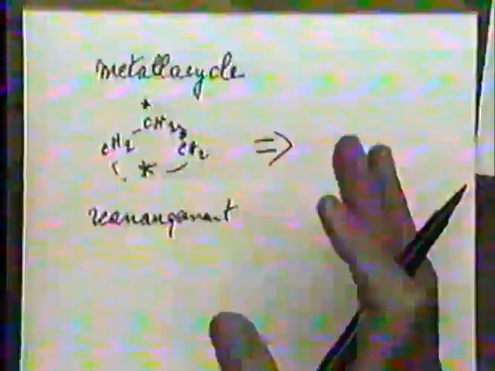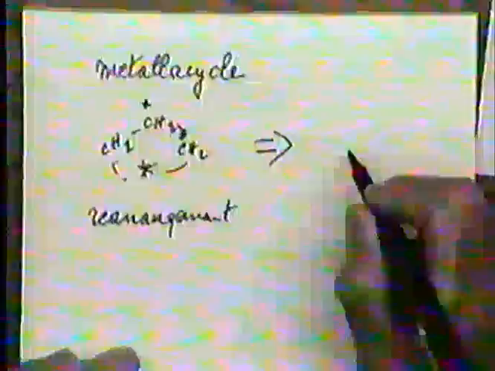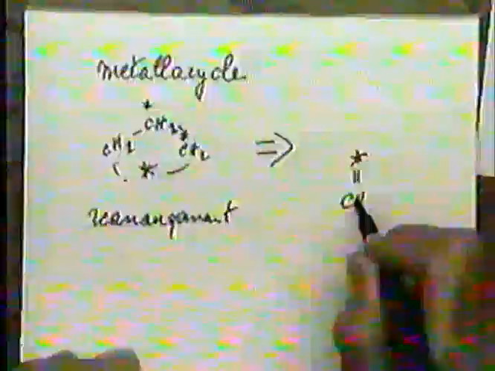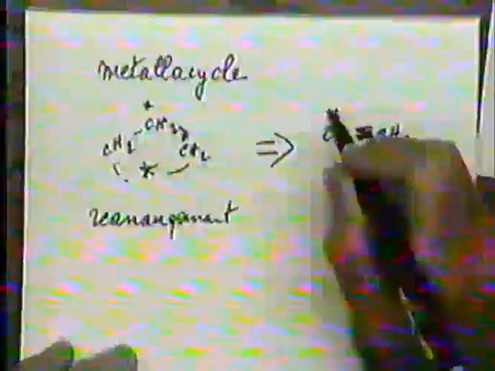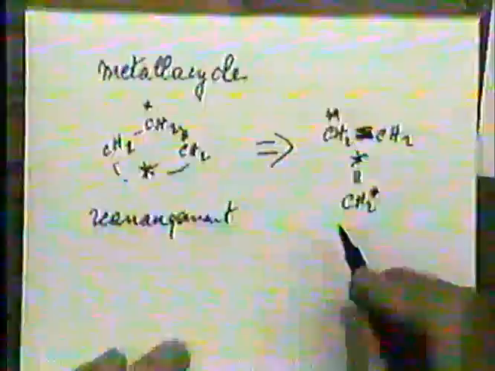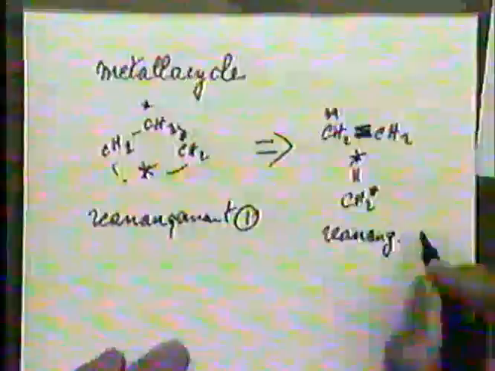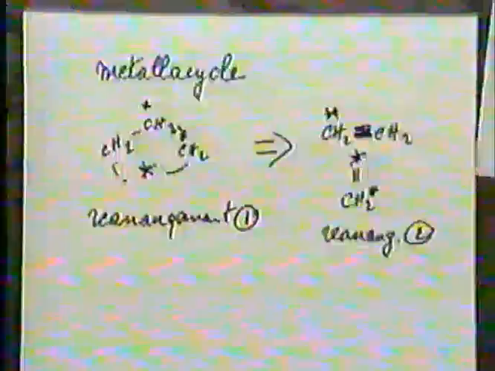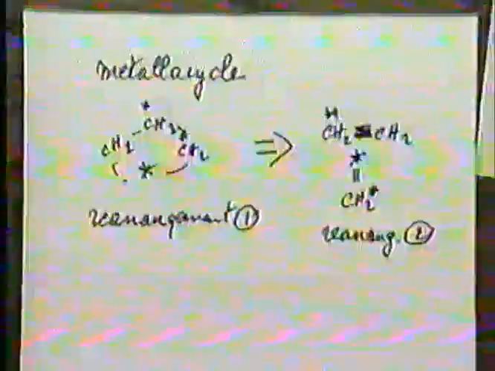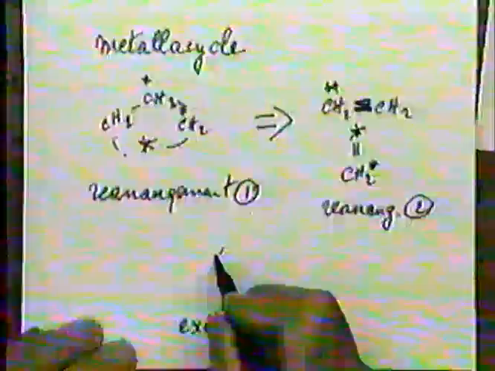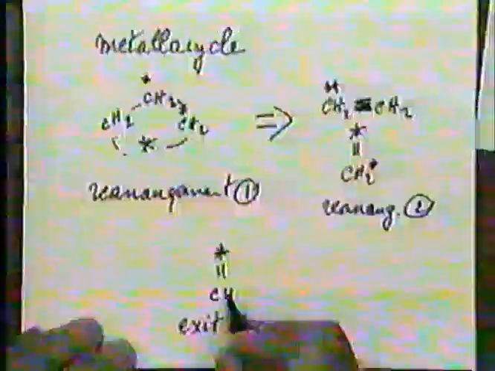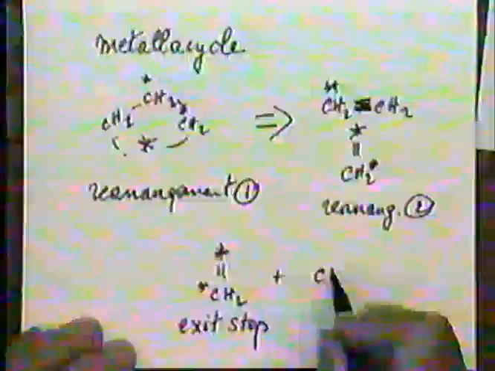And the next then will be that we have a CH2 attached here, and then CH2, CH2, one tagged. And now we are ready to enter. This is another rearrangement, one rearrangement, two. And now we are ready for the final step of the first stage of this catalytic reaction. Namely, the exit step. And the exit step will consist here in the elimination of our first molecule of product, plus CH2, the mixed olefin.